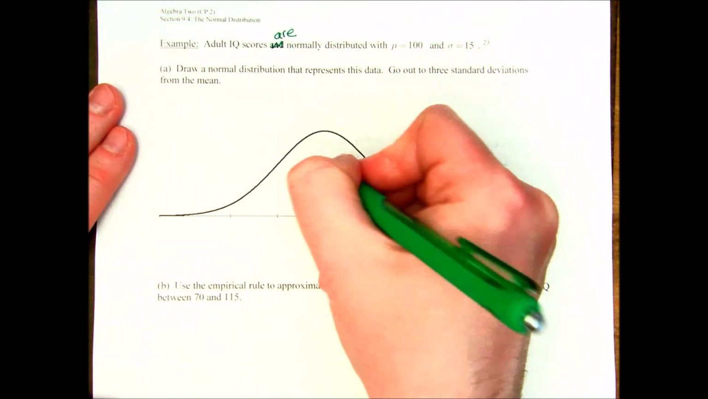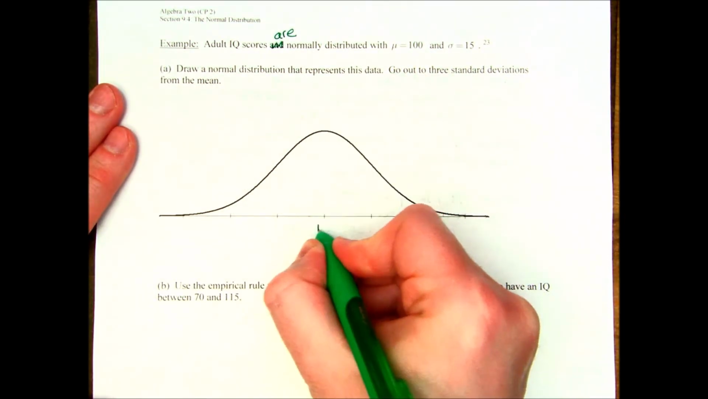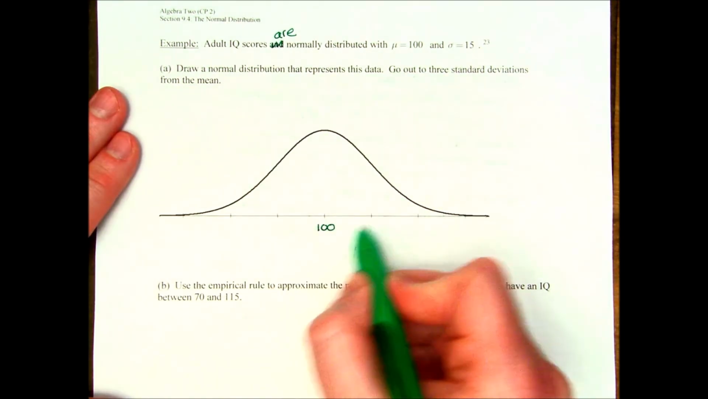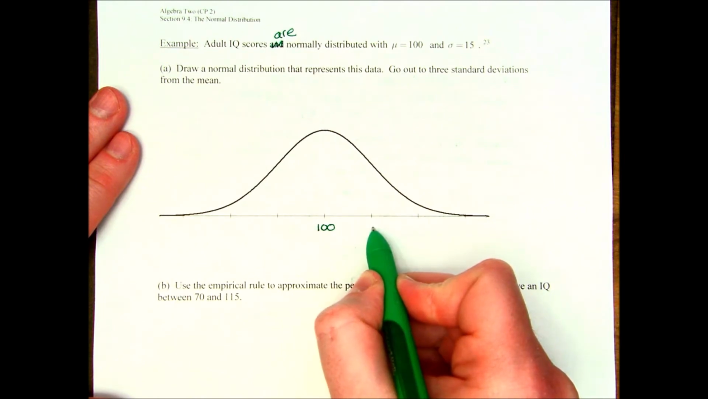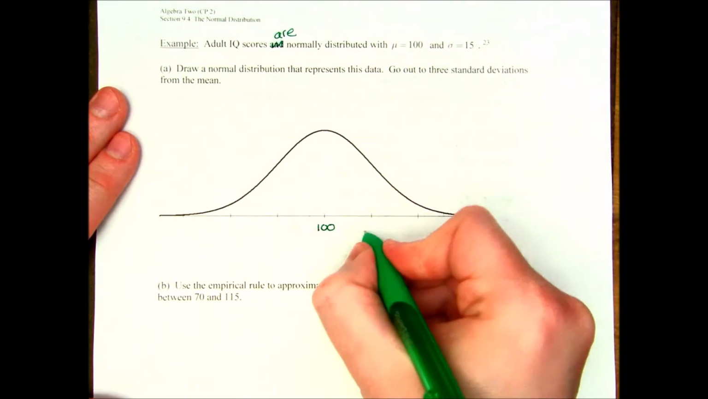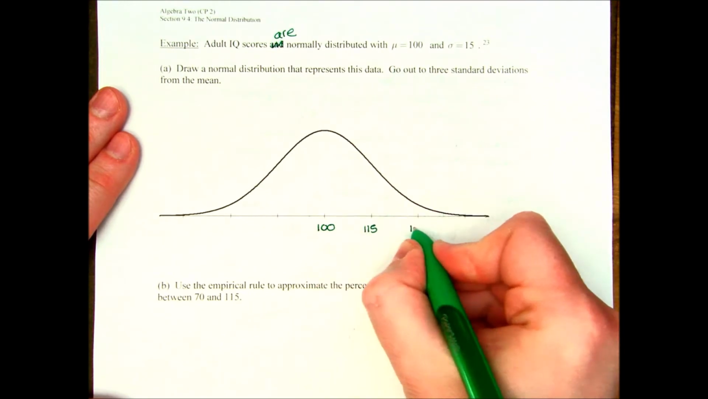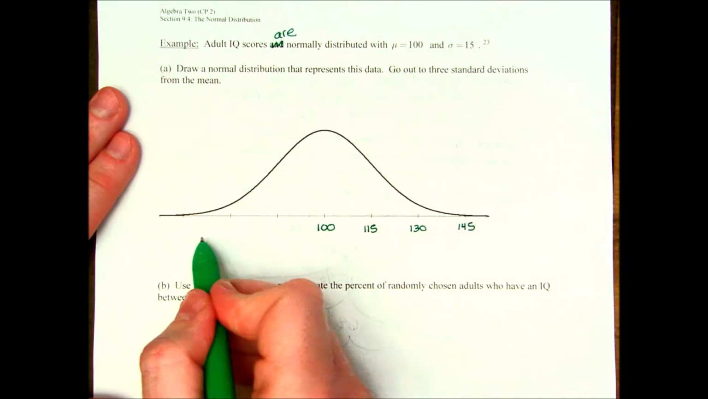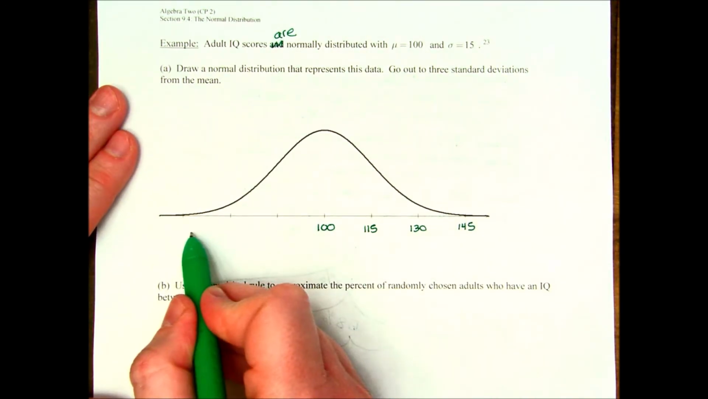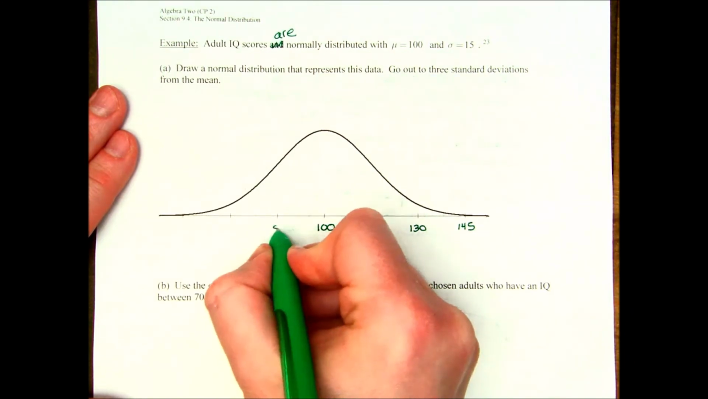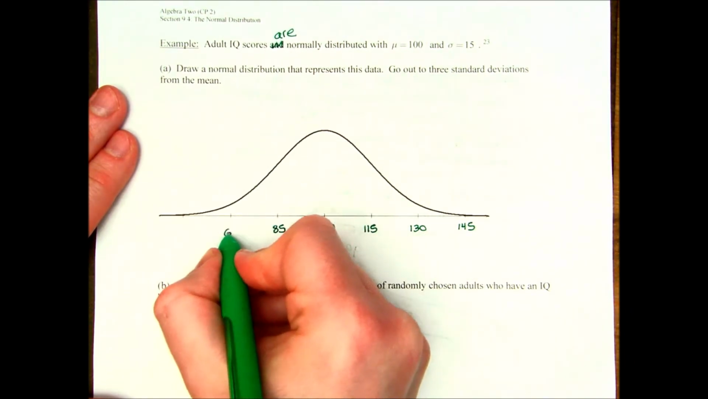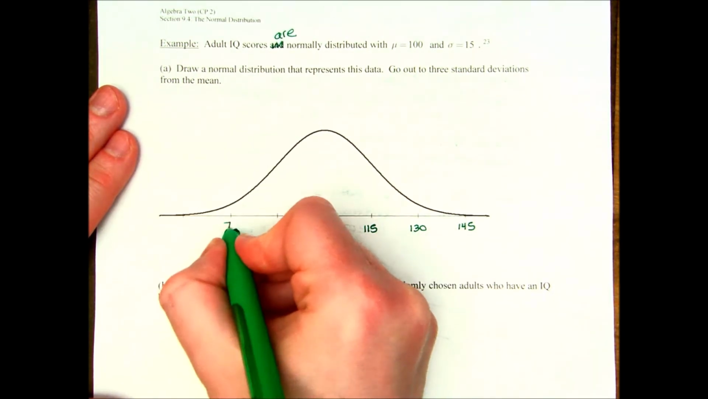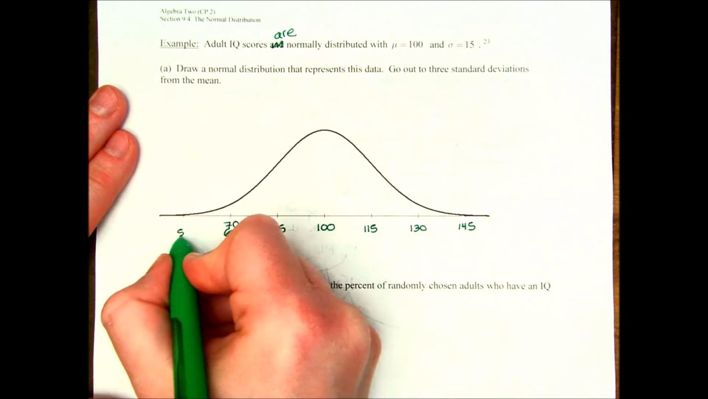Well, the very center, I have my mean, and my mean in this case is 100. This tick mark over here is 1 standard deviation more than the mean. I know my standard deviation here is 15, so this is 115. This one will be 130. This one will be 145. Going in the other direction, those are standard deviations below the mean. So 100 minus 15 will give me 85 over there. I'm going to get 70 over here, and I'm going to get 55 over here.